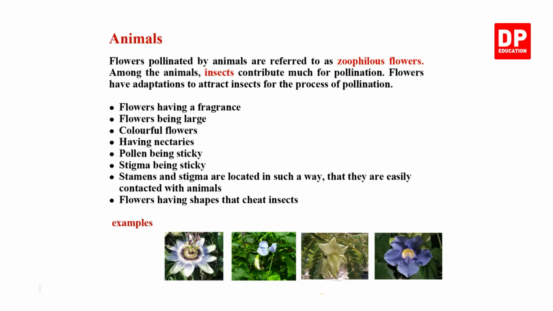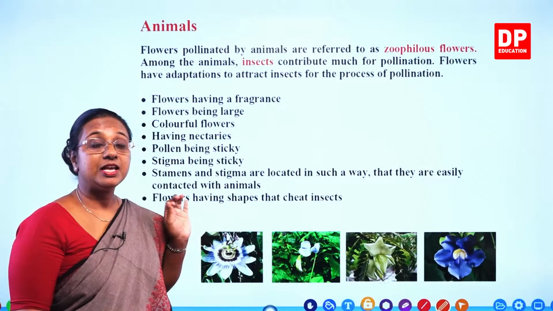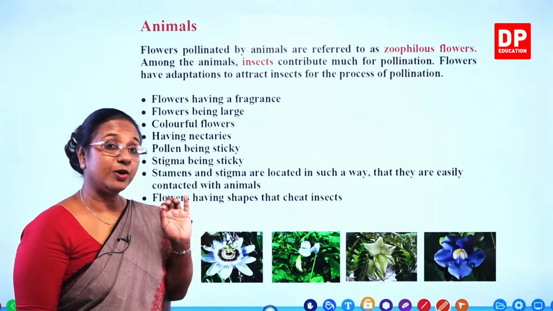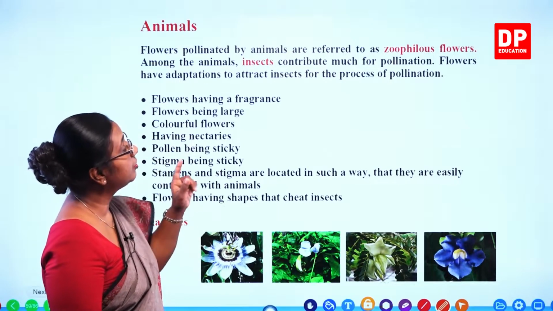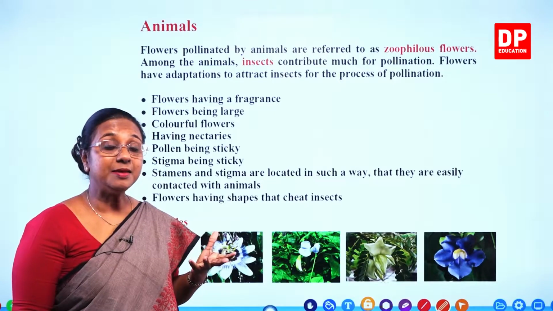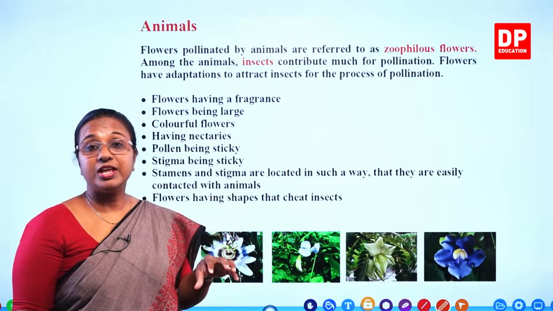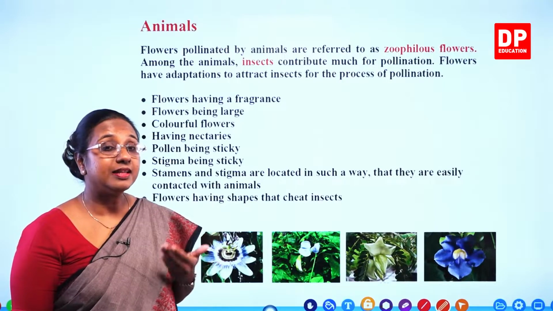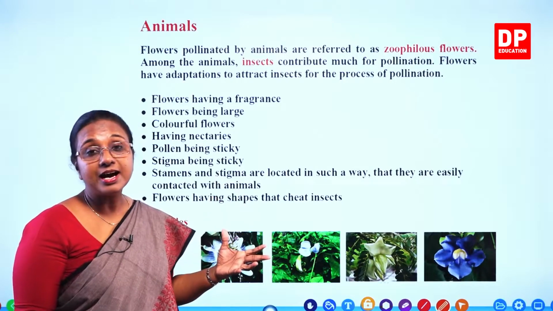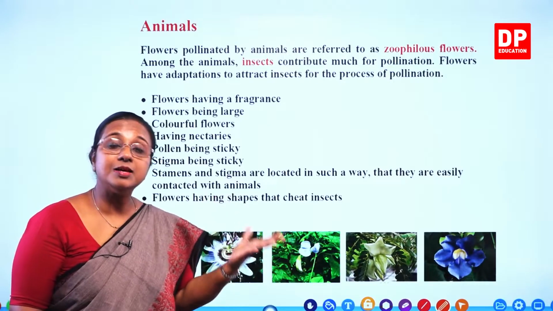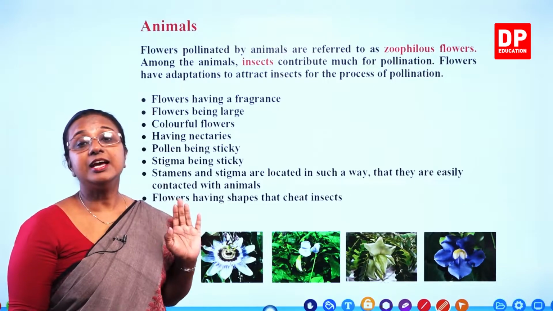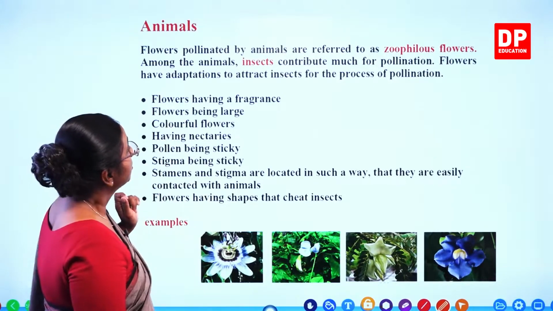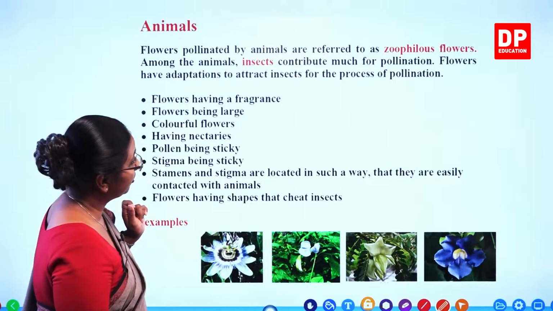Animals. Flowers pollinated by animals are referred to as zoophilous flowers. If the flower is pollinated by animals, we call it zoophilous flowers. Among the animals, insects contribute much to pollination. Why? Because the insects come to the flower to drink the nectar. That is like their food. So then there is a high possibility of the insect carrying the pollen with them and depositing it on another flower. So there they help in pollination. So insects contribute much to pollination.